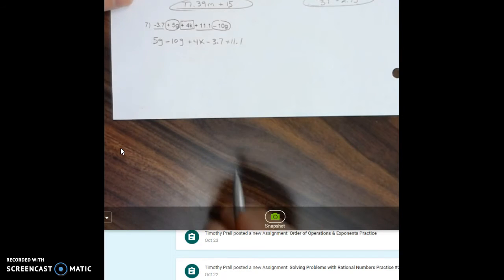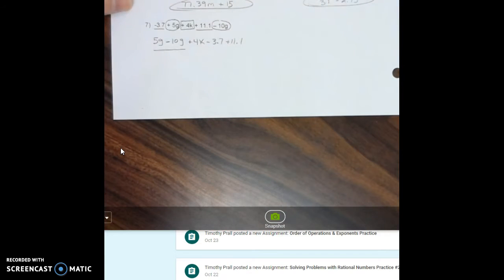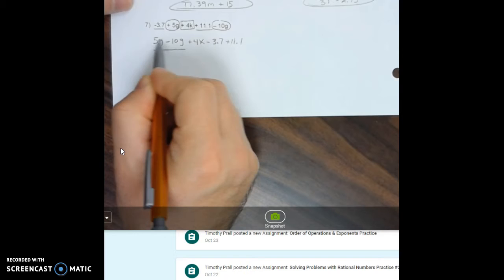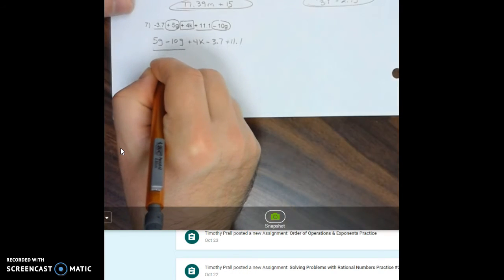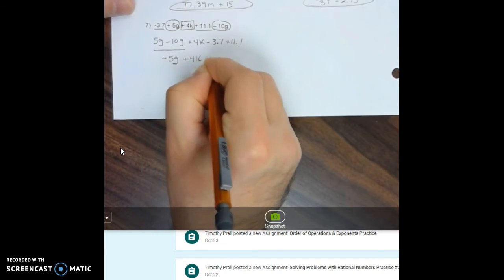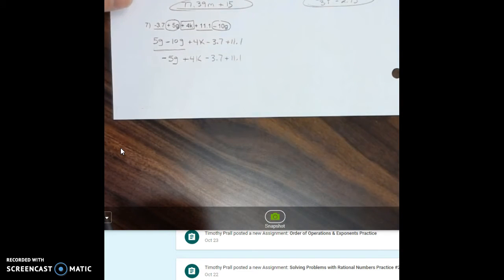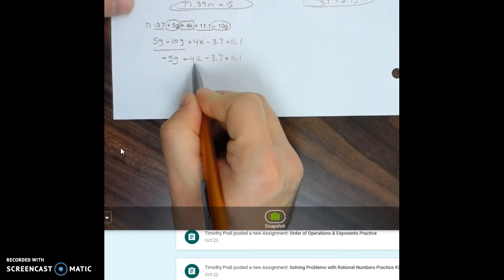Okay, now I'm going to combine my similar terms. I've got my g terms that I can combine here. 5g minus 10g. This is a positive 5g. This is a negative 10g, so they're different signs, which means I have to subtract. That's going to leave me with negative 5g. Bring down plus 4k minus 3 and 7/10 plus 11 and 1/10. With my k term, I only have one of those. I don't have anything to combine it with, so I don't have to do anything with the plus 4k.